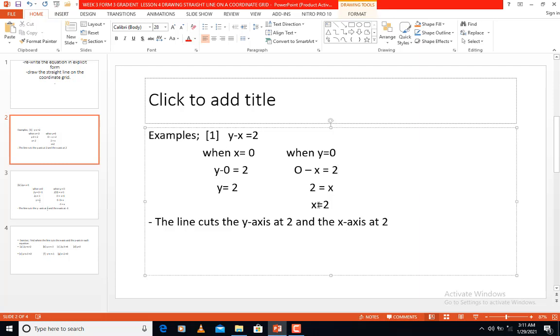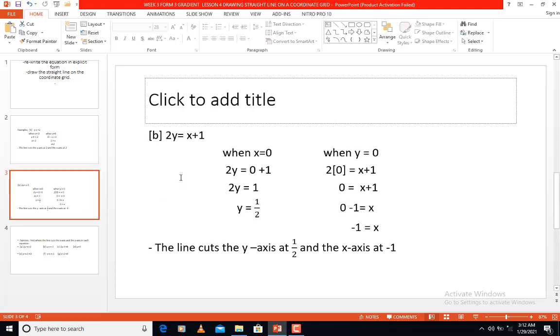Now what does it mean? It means that where there is x, the x is equal to 2. It means that the line cuts the x-axis at 2. Here, y is equal to 2, so the line cuts the y-axis at 2. So now you write below: the line cuts the y-axis at 2 and the x-axis at 2. Let's look at another example.